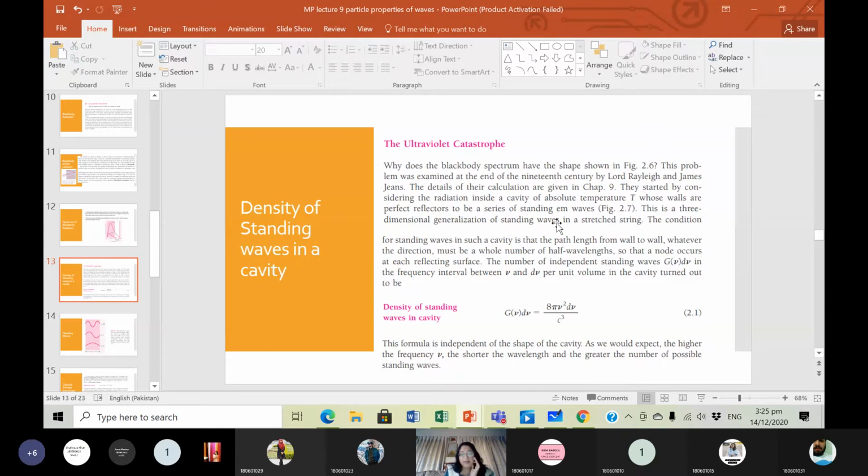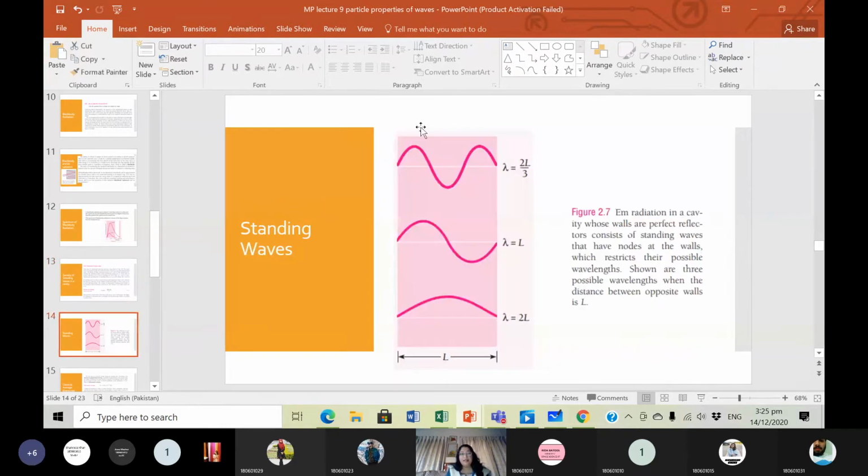Whose walls are perfect reflectors, to be a series of standing electromagnetic waves, okay? We already talked about standing waves before. We did this in the potential wells chapter, in quantum mechanics also. We did this in previous chapters, that we have standing waves where there's a certain number of nodes, and we can write down equations of the lambda in terms of the L, where L is the width of the box, if we have a cavity whose walls are perfect reflectors consisting of standing waves, okay?